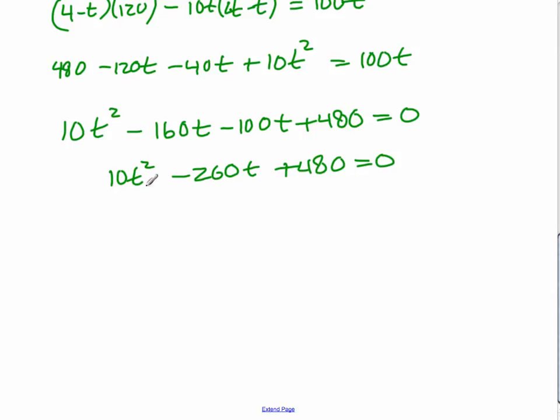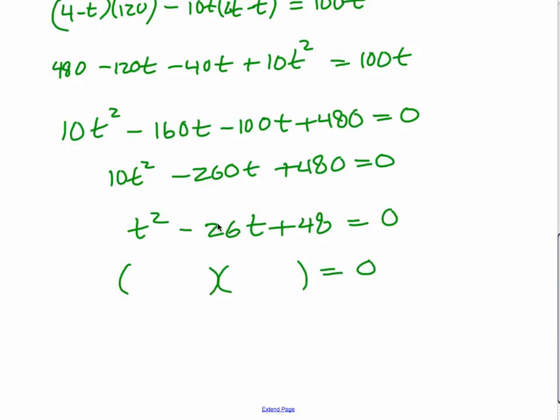Feeling awful good. Looks like a nice t squared, t, and a number thing. There's a 10 in front. But each of them are divisible by 10. So let's just divide everything by 10. 0 divided by 10 is still 0. Now see if I can factor it. Things that multiply to 48 and add up to minus 26. I did it before, and it's 24 and 2. So my answers are the time could be 24 hours, or the time could be 2 hours.